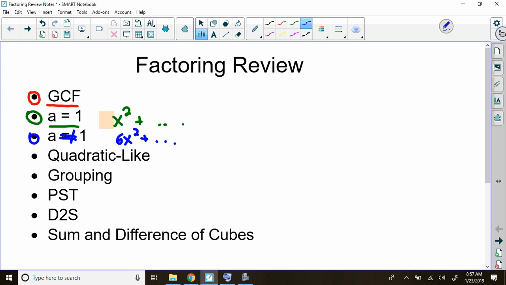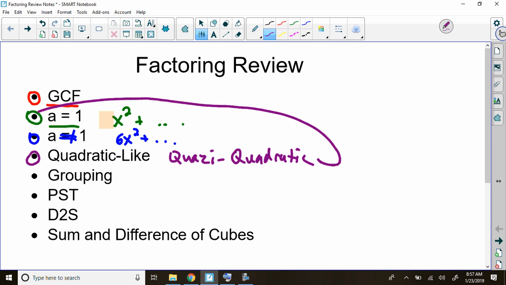The next kind that we'll be looking at is quadratic-like, or what I like to call quasi-quadratic. Something that's going to factor like this, but instead of being x squared, it's going to be x to the 4th, or x to the 6th, or x to the 8th. Something like x to the 4th plus 5x squared plus 4. Those actually aren't so bad to factor.